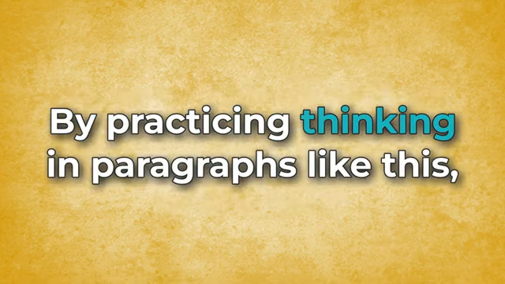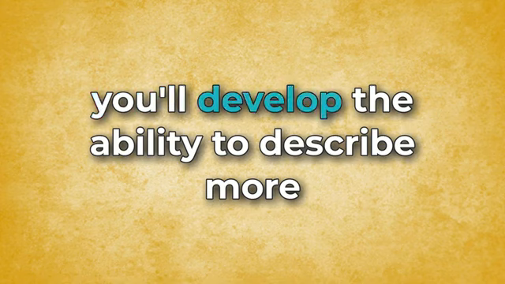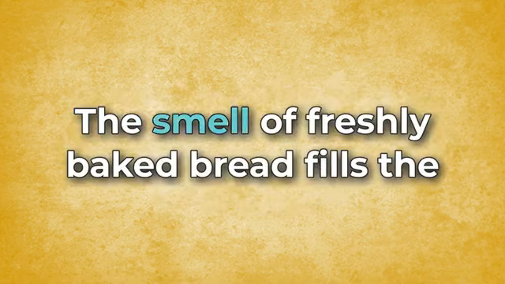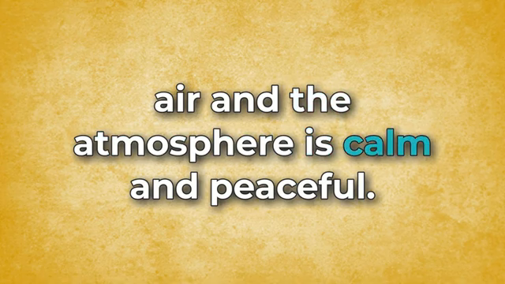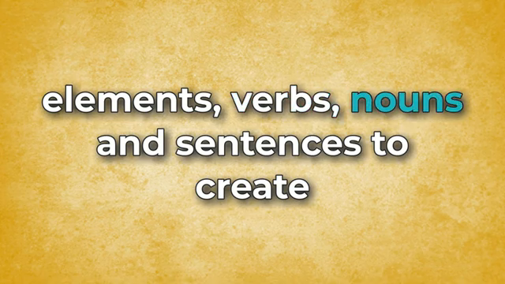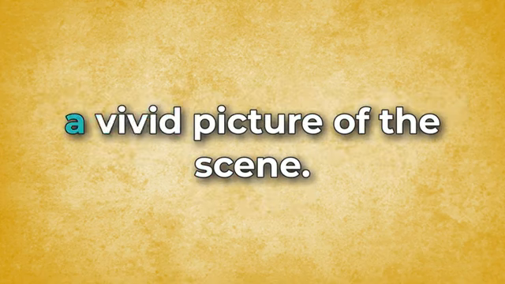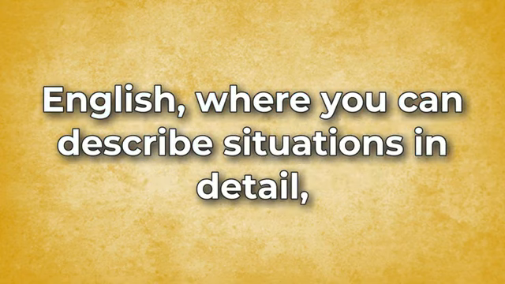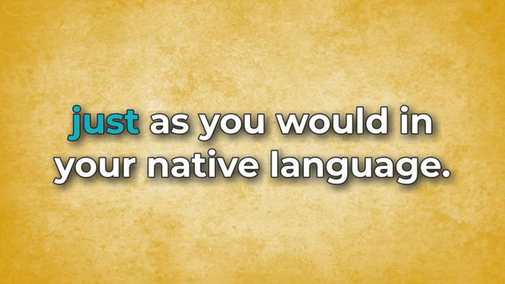By practicing thinking in paragraphs like this, you'll develop the ability to describe more complex situations naturally and fluently in English. The smell of freshly baked bread fills the air, and the atmosphere is calm and peaceful. In this paragraph, you've combined all the elements, verbs, nouns, and sentences to create a vivid picture of the scene. This is the final stage of thinking in English, where you can describe situations in detail, just as you would in your native language.